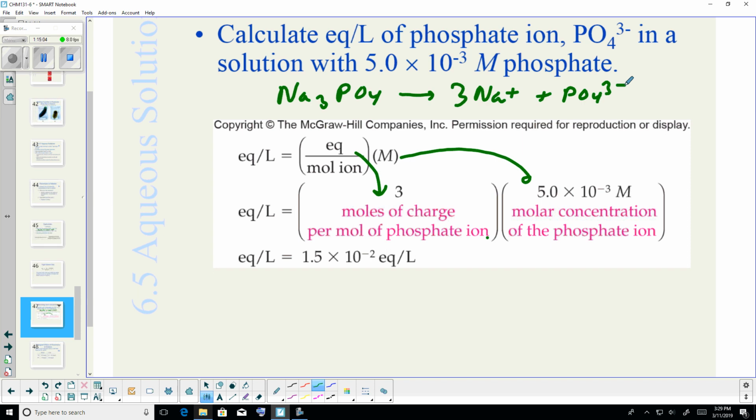What's the charge on sodium? Positive. So if I'm going to do positive, how many? 1. So I'd have 1 mole of charge per mole of Na plus.